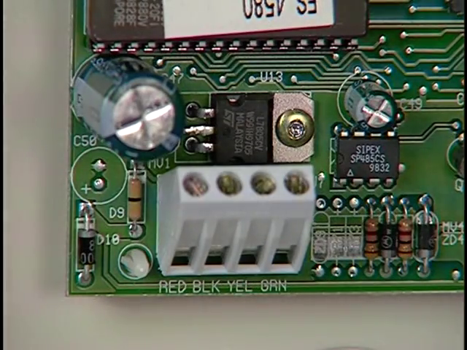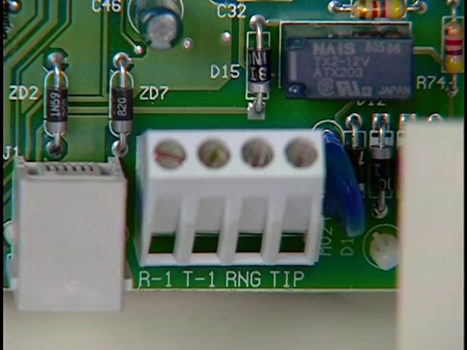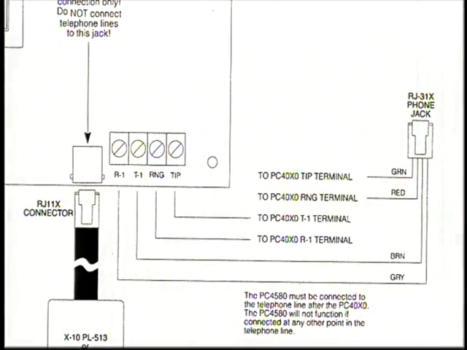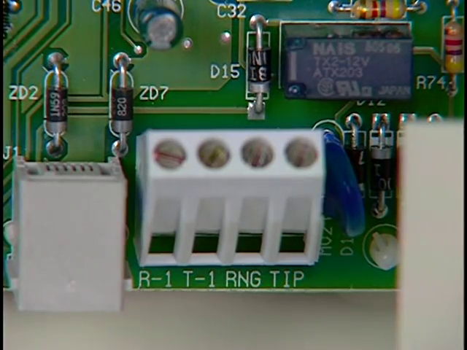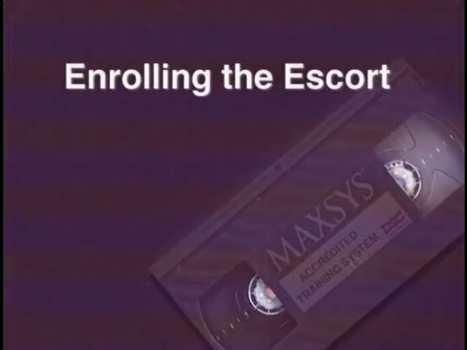Connect the COM bus to the 4-wire terminal strip on the left, and connect the phone line to the 4-wire terminal strip on the right. The phone line connects to the panel first, then the Escort. The incoming line connects to panel tip and ring. Connect the panel T1 and R1 to the Escort tip and ring. Then connect the Escort T1 and R1 as the return to the phones.